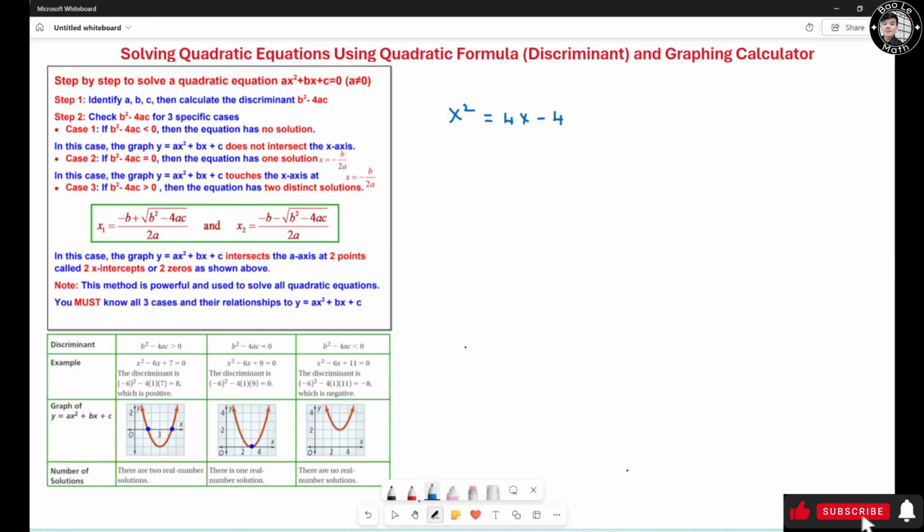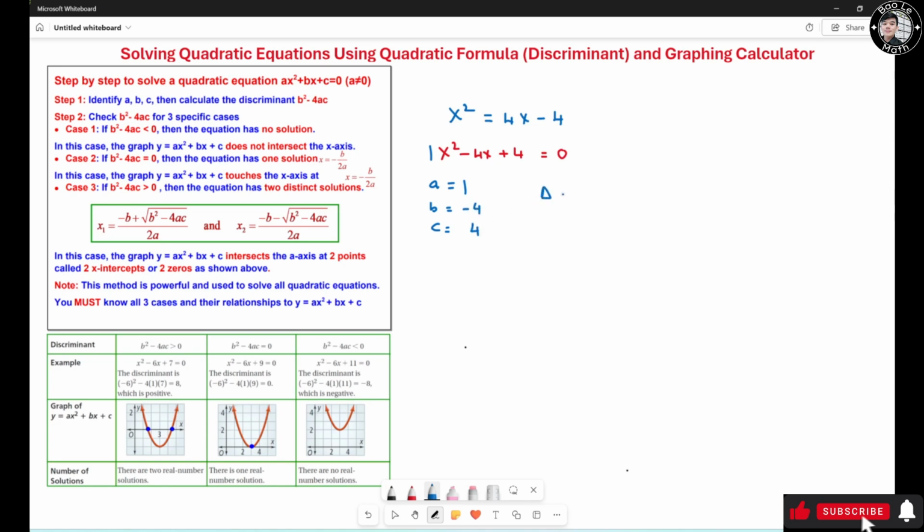Alright, so we need to move every single thing to the left-hand side, right? So I need to subtract 4s and add 4 to both sides. So it turns out to be s squared minus 4s plus 4 equals 0, right? And then I'm gonna find a, b, and c, right? So a equals 1, b equals -4, and c equals 4, right?